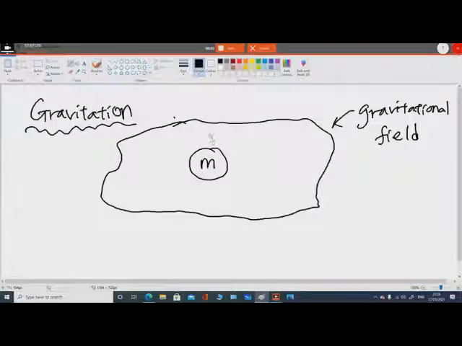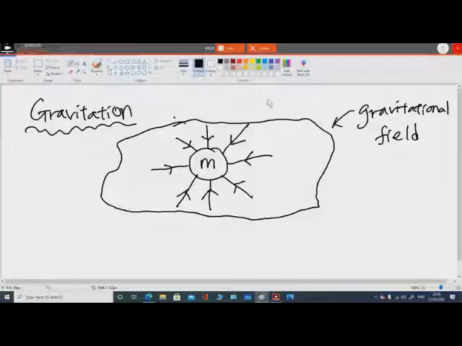gravitational field. The gravitational field is always represented in terms of gravitational field lines. These gravitational field lines are always pointing towards the mass of the object, pointing toward the center of the object. So this one, this one, this one, and this one. All the gravitational field lines are always pointing towards the center of the object. So this is what we call the gravitational field.